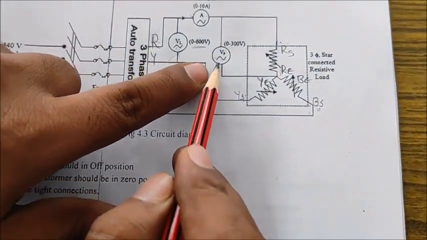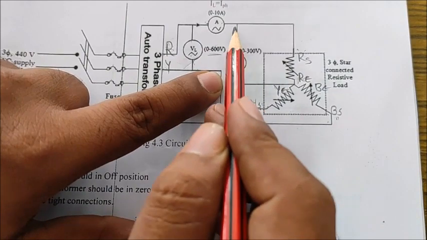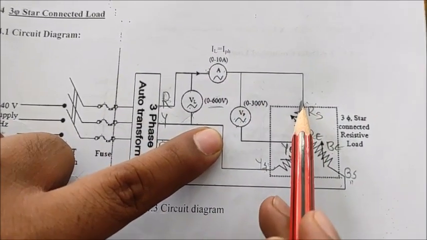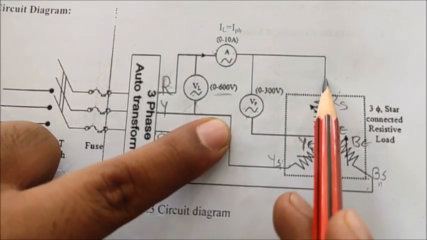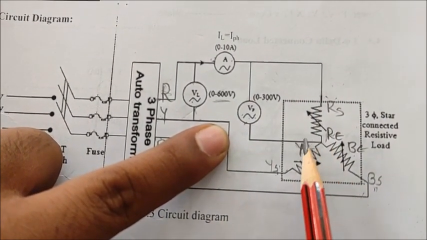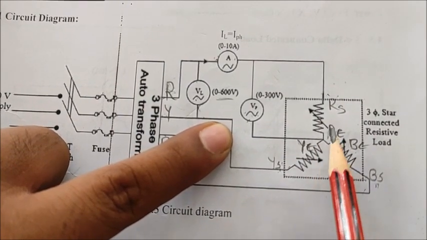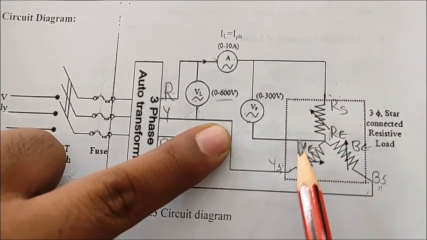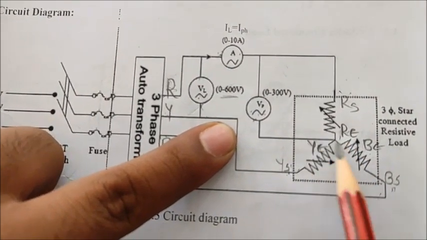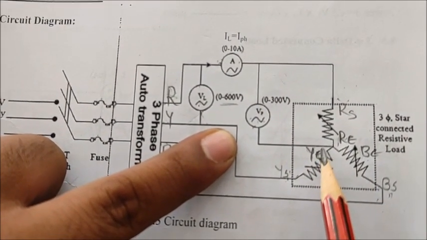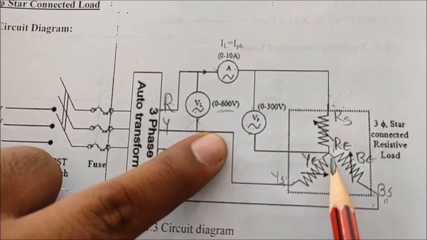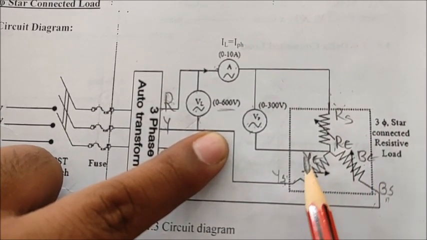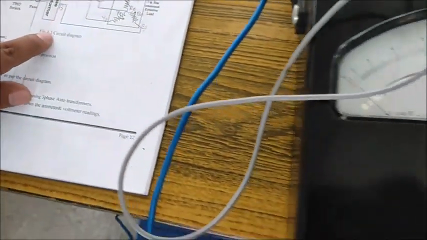Now we have the last connection, the voltmeter connected to RS, because you see that we have already connected the ammeter to RS. So one terminal of this voltmeter goes to RS and the other terminal to the path where we have shorted RE, YE, BE. Just remember that one terminal of the voltmeter goes to RS and the other is any one among these. We shall now verify that.